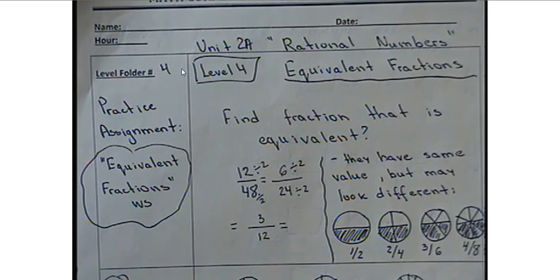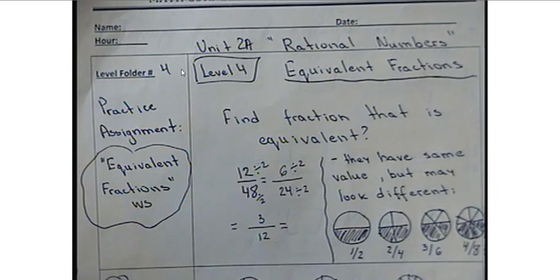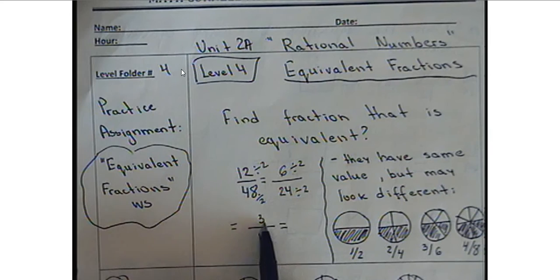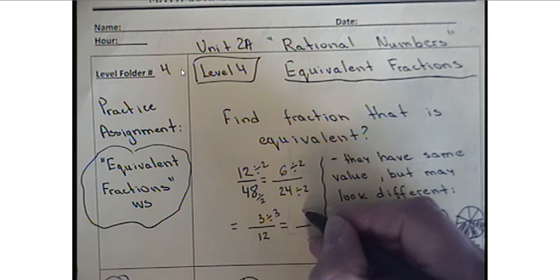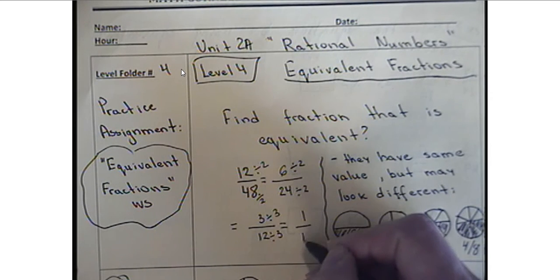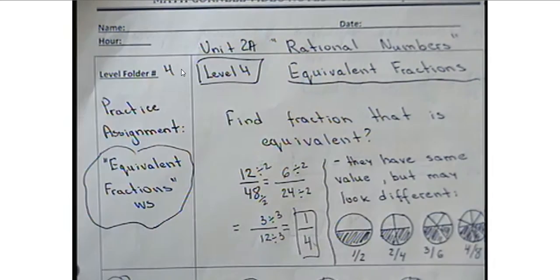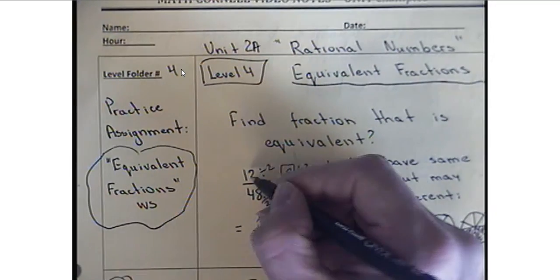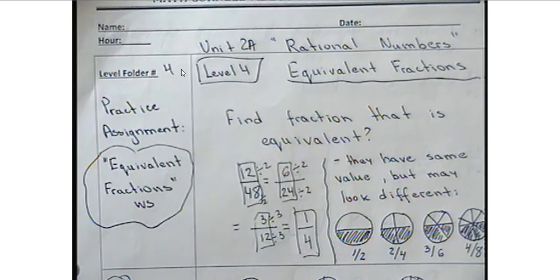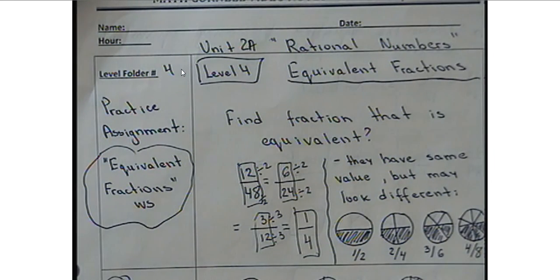Awesome. And the last thing that I'm going to try is to divide both of those by 3, because if you can simplify any further, you have to keep going. And 3 fits into 12 perfectly, so if I divide the top by 3, I will get 1, and 12 divided by 3 will give me 4. So 1/4, 3/12, 6/24, all of those are equivalent to 12/48. So all those are equivalent to each other.